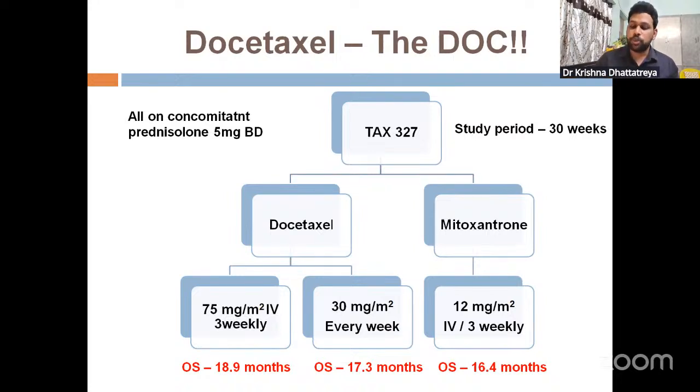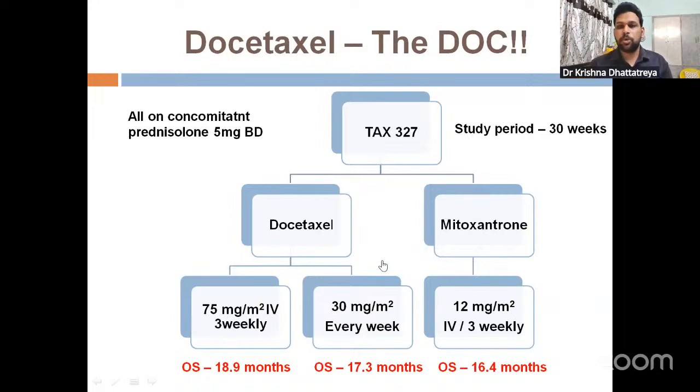There are some studies you need to remember for your exam. This is one such very important study. This study has a study period of 30 weeks. In this study, they compared docetaxel and mitoxantrone, to see which is the best drug for the treatment of metastatic castration-resistant prostate carcinoma. In this, docetaxel is given in IV form 3 weekly and every week also. The best overall survival is with the 3 weekly IV docetaxel, that is 75 milligram, and the overall survival is around 19 months, which is much more than mitoxantrone.